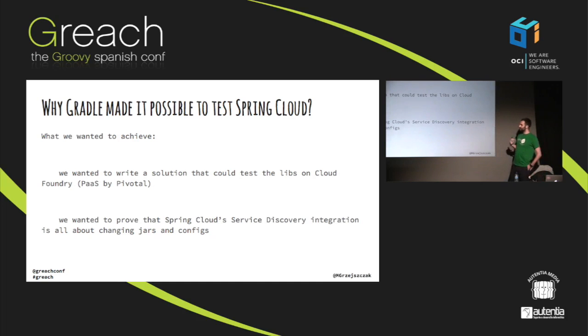Also, that was my personal desire. Before joining Pivotal, I heard that Spring Cloud gives you such an abstraction over service discovery that you can change, for example, Zookeeper into Consul without a single change of code. You just change the jar and the configuration, and it's working. I wanted to prove that because it seemed too good to be true, right? So I needed a solution where, without a lot of work, I would be able to combine different configurations of things that I want to test.